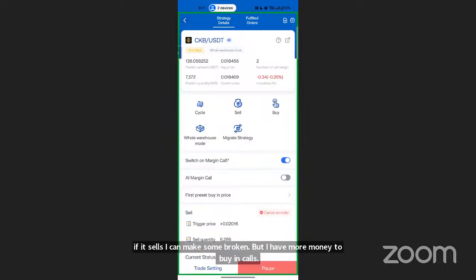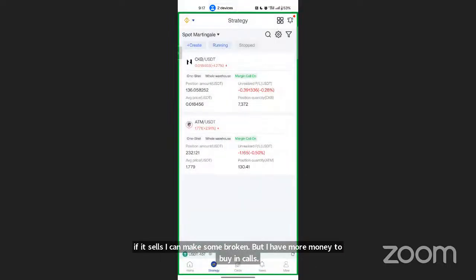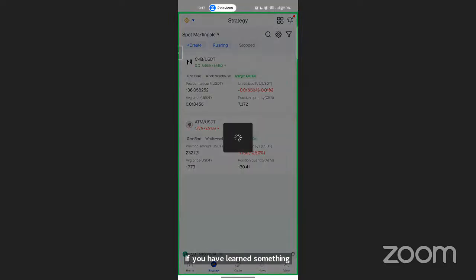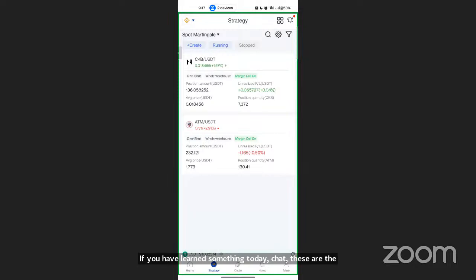If you have learned something today, give me a yes in the chat. These are the 2 coins that I'm trading. I cannot trade anymore because the money is now less. I have now $91. I cannot add in more coins. I just need to wait for these ones to sell. It was just a teaching practice.